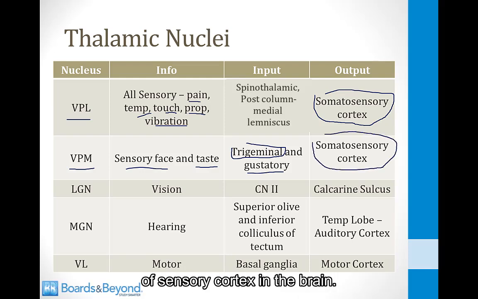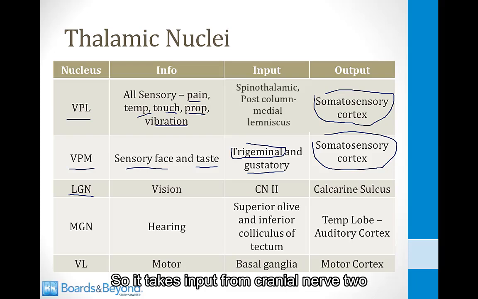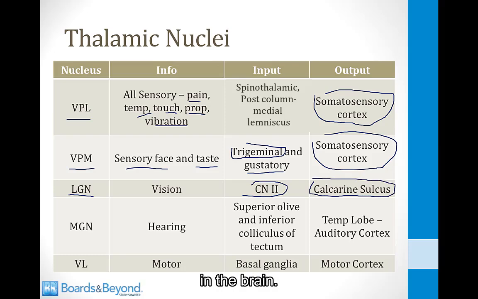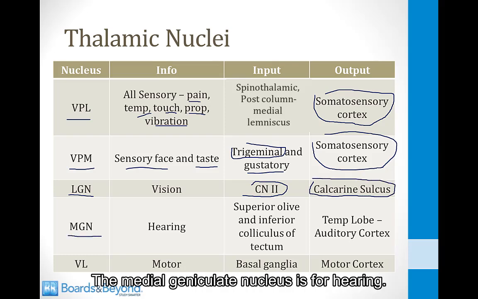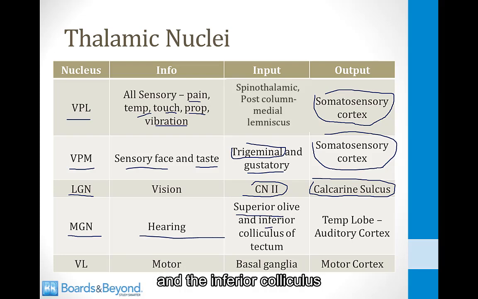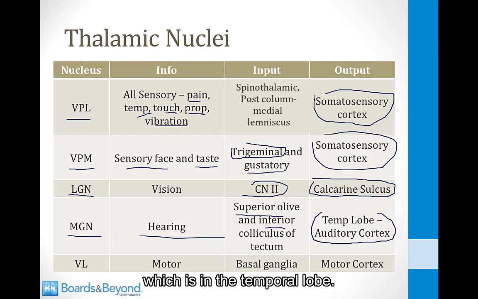The LGN is for vision, and some people remember L for light. So it takes input from cranial nerve 2 and sends it to a place called the calcarine sulcus in the brain. The medial geniculate nucleus is for hearing, so it gets input from a lot of the hearing parts of the brainstem, like the superior olive and the inferior colliculus. And it sends its output to the auditory cortex, which is in the temporal lobe.